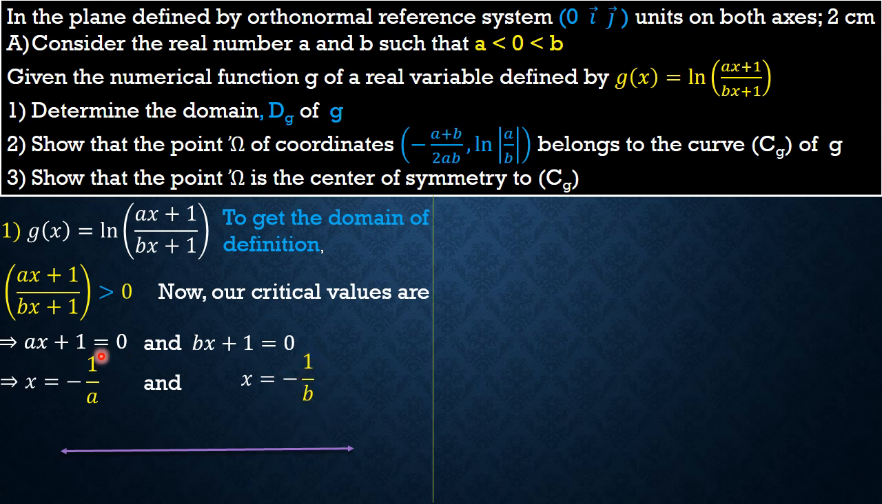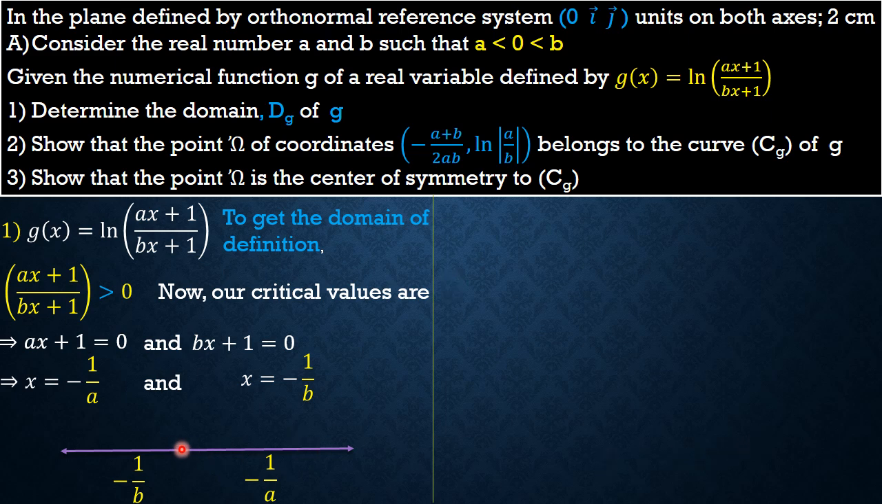In essence guys, what I'm saying is that this first critical value, since a is less than 0, is a positive value, and this other one is a negative value. That means negative 1 over b is now less than negative 1 over a, since a is negative and b is positive. So in this way we are going to have negative 1 over b towards this point, and on this other point we are going to have negative 1 over a.